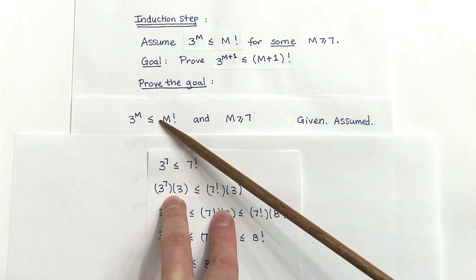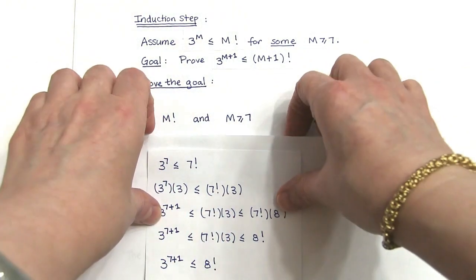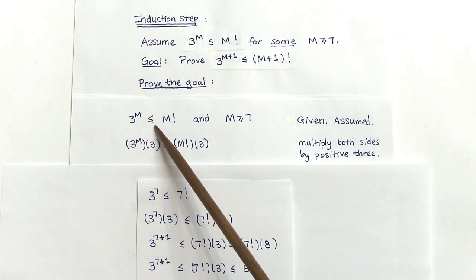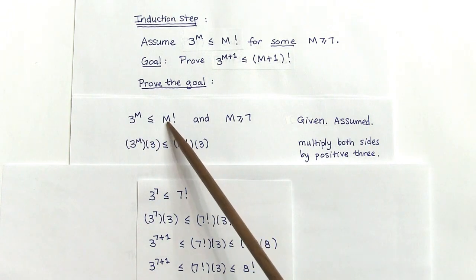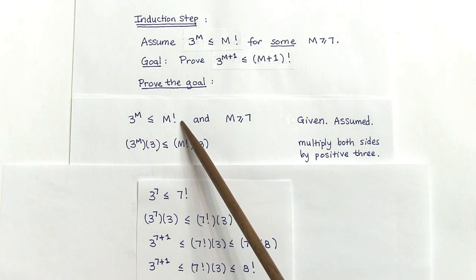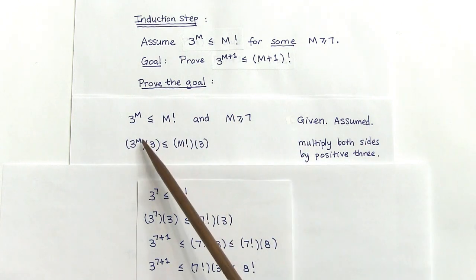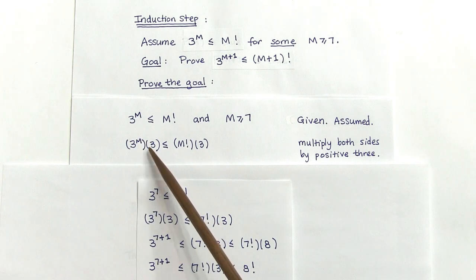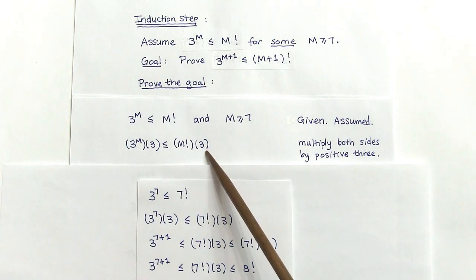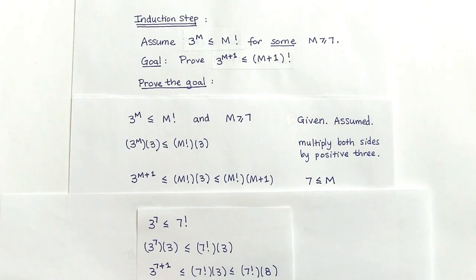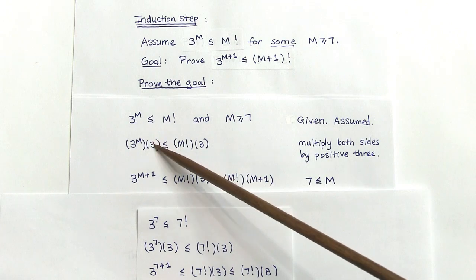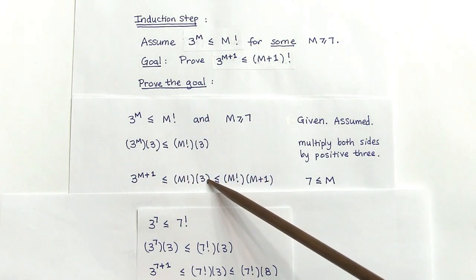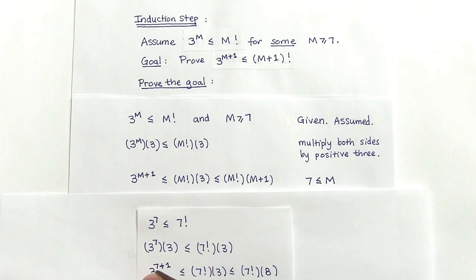So let me see, how does that look if I do that here in my induction step? So if 3 to the m is less than or equal to m factorial, multiplying both sides of this inequality by the positive number 3, the inequality is maintained, and we have that 3 to the m times 3 is less than or equal to m factorial times 3. So that we have that 3 to the m plus 1 is less than or equal to m factorial times 3. Now what was the next step in my model here?